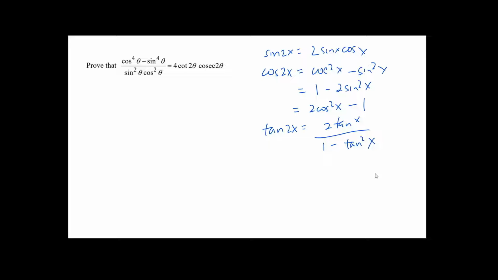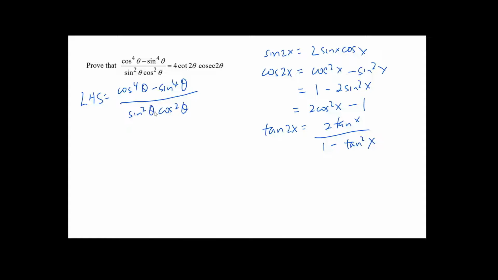So let's see which ones we can apply to prove this identity. You can do this by starting from the left-hand side, or you can also start from the right-hand side. Either way you'll get the answer. Let me show you how to prove this identity starting from the left-hand side. So I start off with the left-hand side. I have cosine to the power of 4 theta minus sine to the power of 4 theta over sine squared theta cosine squared theta.